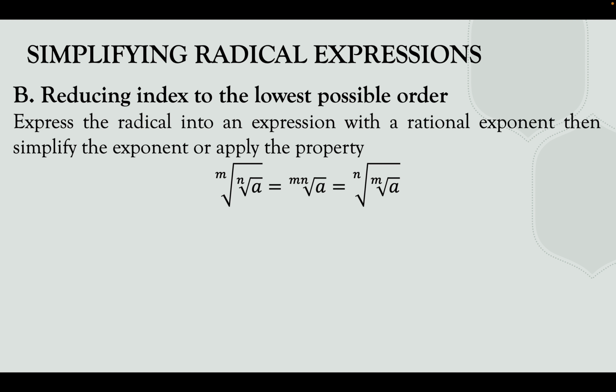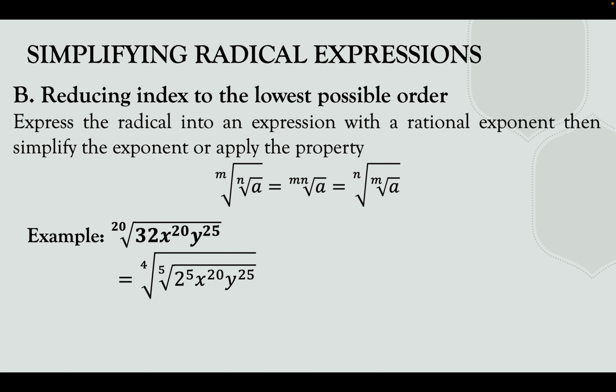So we can break this down also. If we have here, for example, a 20 index, since some of the terms here cannot be simplified by the 20 index, we have the 20th root of 32 x raised to 20 and y raised to 25. So we can break down the index here into the 4th root of the 5th root, since 4 times 5 is 20. Then simplify the radicand here.